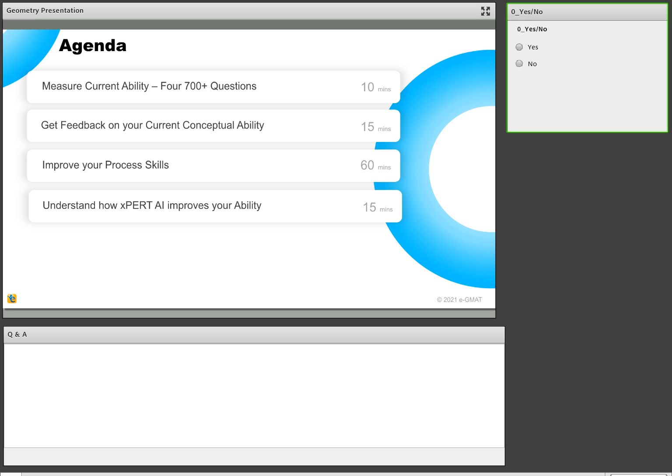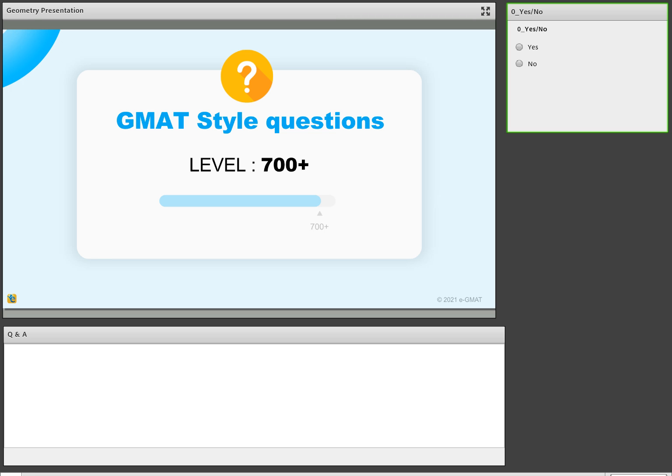Okay, then we're going to talk about how the expert AI that powers the Quant 2.0 course at e-GMAT improves your ability. That's what we're going to talk about. And then we'll continue improving your process skills. Okay, so let's get started with your ability diagnosis. And as I said, we're going to be solving 4 GMAT style questions here. Okay, so are you all ready?